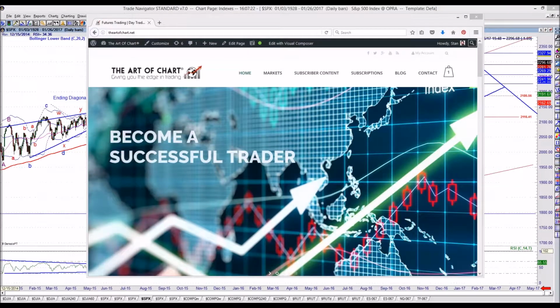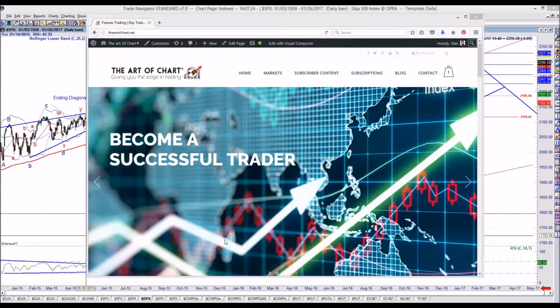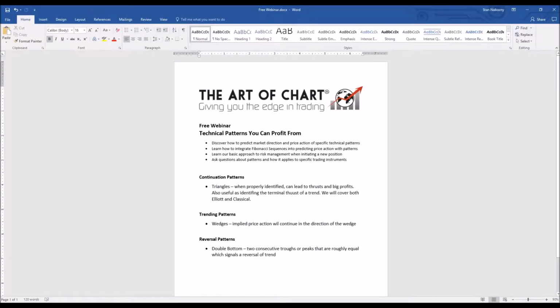So we're going to talk about technical patterns. And here is our agenda for today. We're going to talk about, again, predicting market direction and also price action. And we're going to use Fibonacci sequences to help show you how we measure patterns and what you could expect from a pattern, for example, in terms of profitability. And we'll also show you a little bit about our basic approach to risk management.